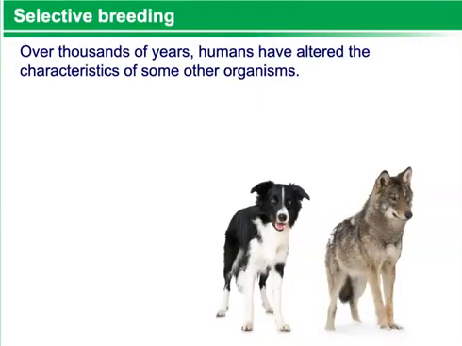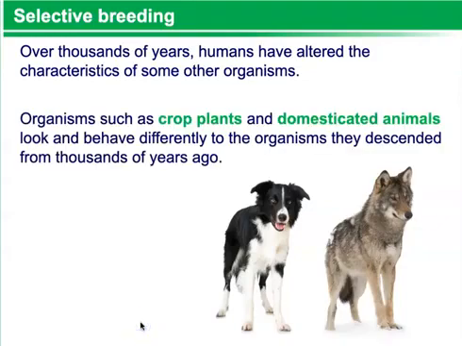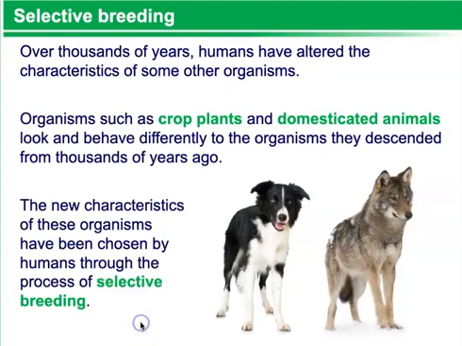Selective breeding. Over thousands of years, humans have altered the characteristics of some other organisms. Organisms such as crop plants and domesticated animals look and behave differently to the organisms they descended from thousands of years ago. The new characteristics of these organisms have been chosen by humans through selective breeding.